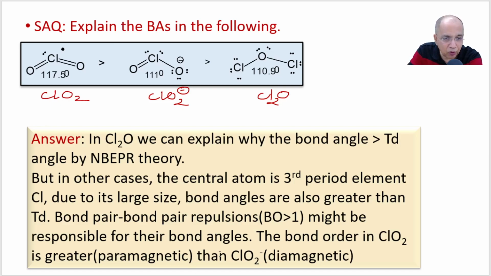So I have nowhere brought Bent's rule to explain this. My hands are tied, but I explained on the basis of bond pair repulsion. Here, the lone pair repulsion factor is there. Here it also is there, but there is 1 unpaired electron. Repulsion is less, and moreover there is a pi bond. Bond order is more, so repulsion factor is more. And this is NBPR, that exists. In all these cases, the bond angle is more than tetrahedral.